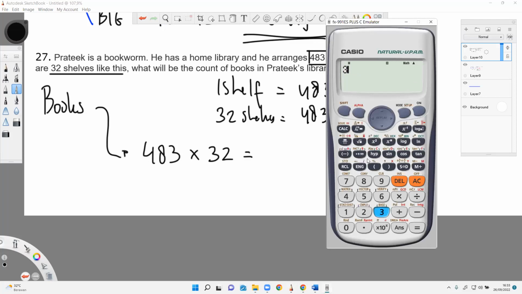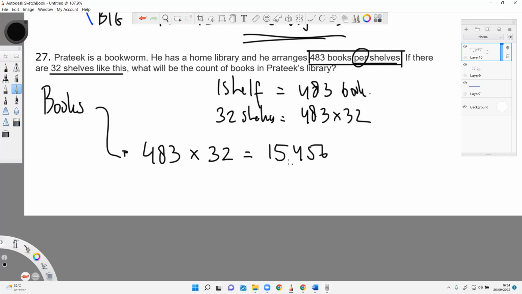483 times 32. That's 15,456 books. So 15,456 books in Pratik's library.